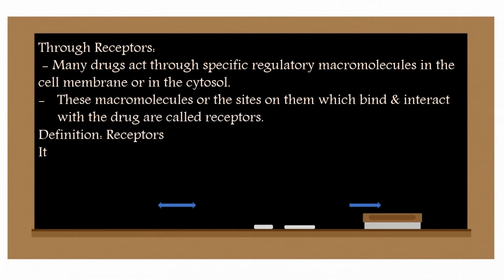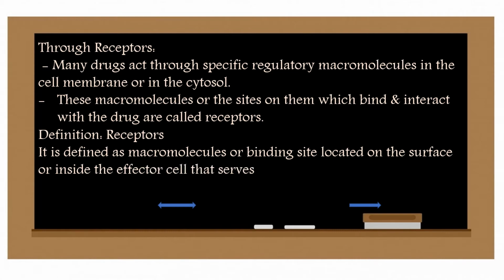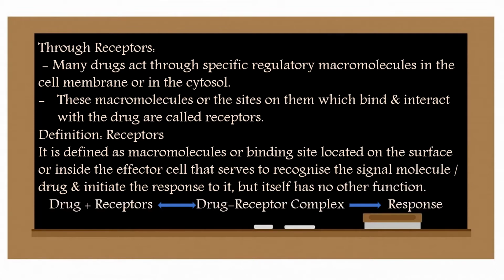Now let us see the definition for receptors. Receptors are defined as a macromolecule or binding site that is located on the surface or inside the effector cell that serves to recognize the signal molecule or drug and initiate a response to it, but itself it has no other function. So drug plus receptor gives a drug receptor complex, which in turn gives a response.